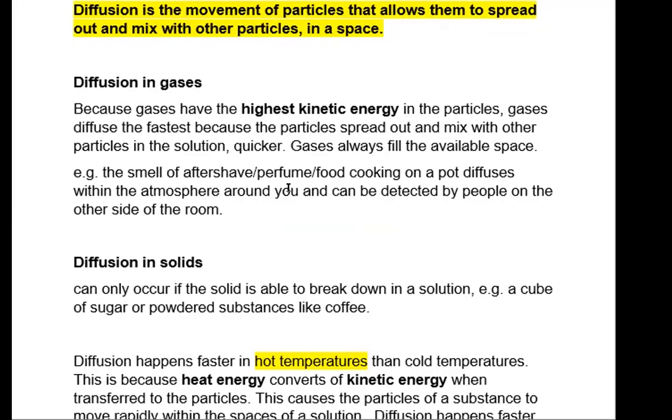So gases, particles of a gas have the highest kinetic energy. That means that they move the fastest and they have the most energy to move, right? Gases diffuse the fastest because the particles spread out and mix with other particles in the solution quicker. Okay, so it's not necessarily in the solution, it can be in the atmosphere as well.